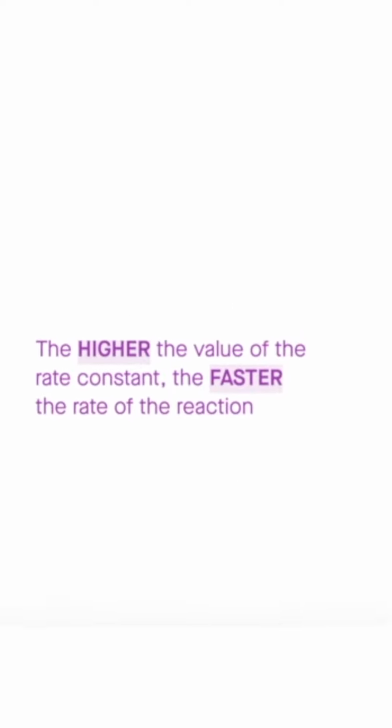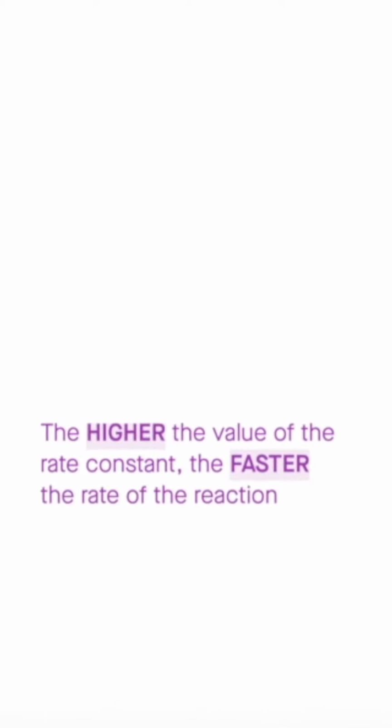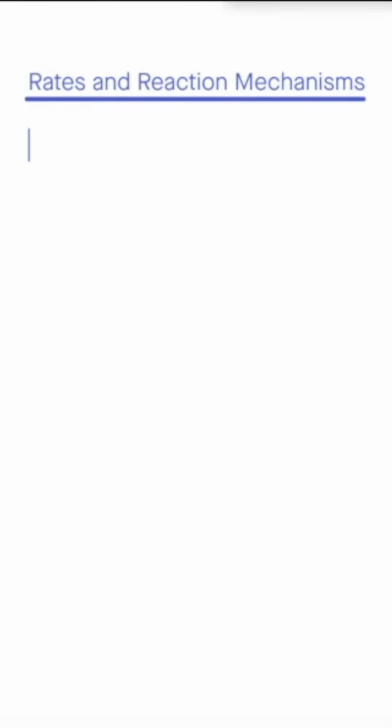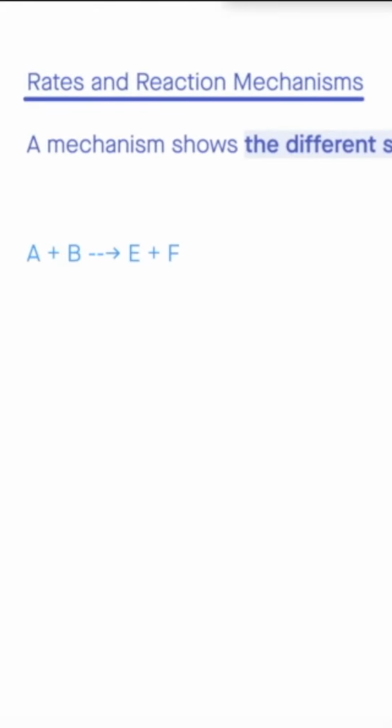So the size of the value of the rate constant K tells you how fast the reaction is occurring. So the higher the value K, the faster the rate of the reaction. So if you increase the temperature of a reaction, it means the reaction will happen faster and K would be larger. Now the rate equation of a reaction can give information on what the reaction mechanism looks like. A mechanism just shows the different steps within a reaction.